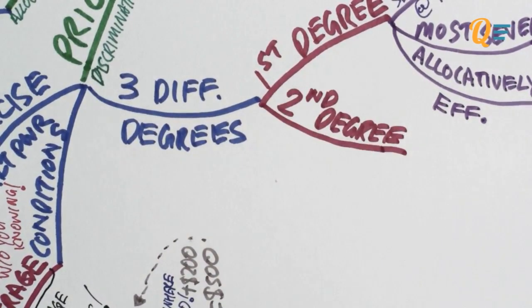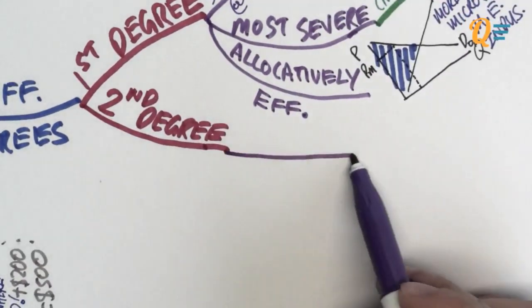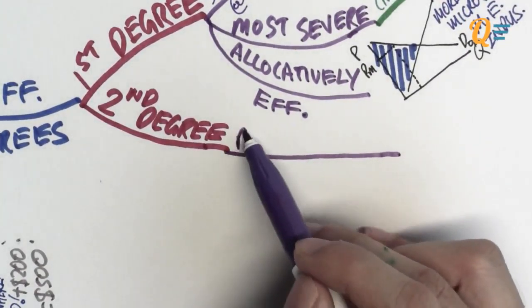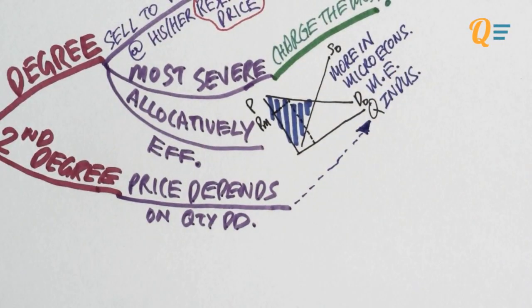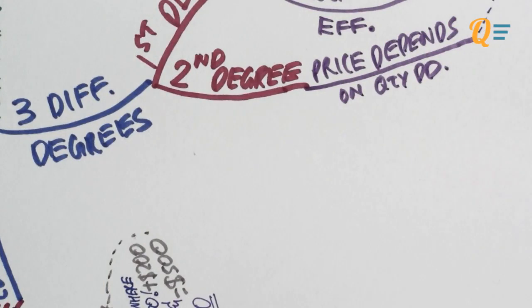Second degree price discrimination, which is also not tested in the Intro to Econs, occurs when the monopolist sets the price depending on the quantity that you demand. Again, this will be featured more in microecons, managerial econs, as well as industrial econs. So if you really want to know more about this, maybe you can take those units next year.